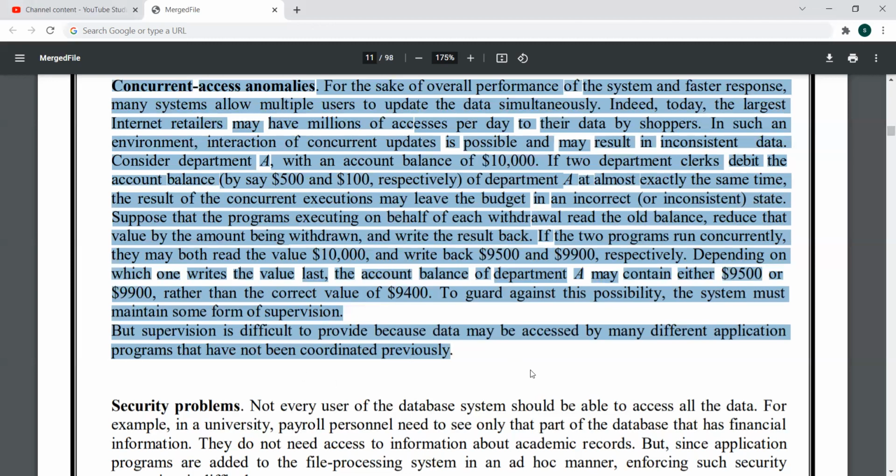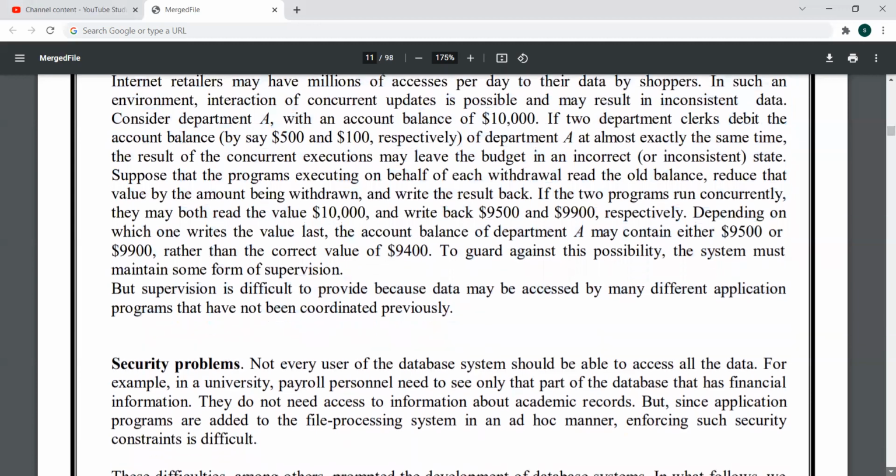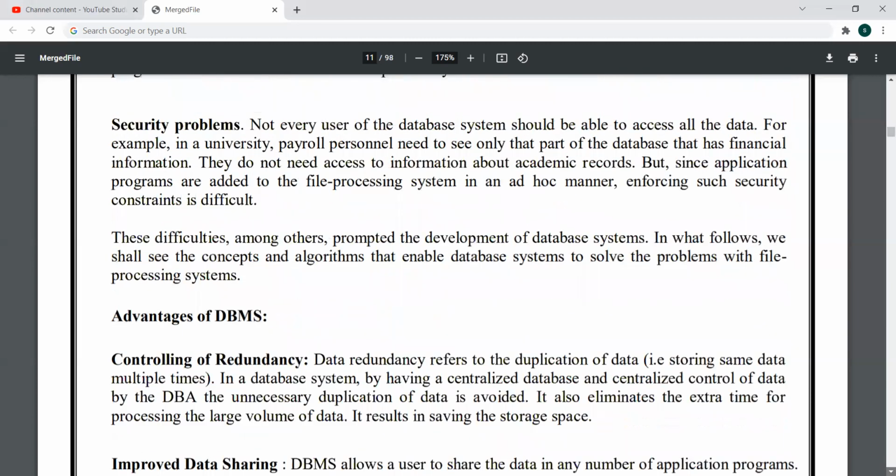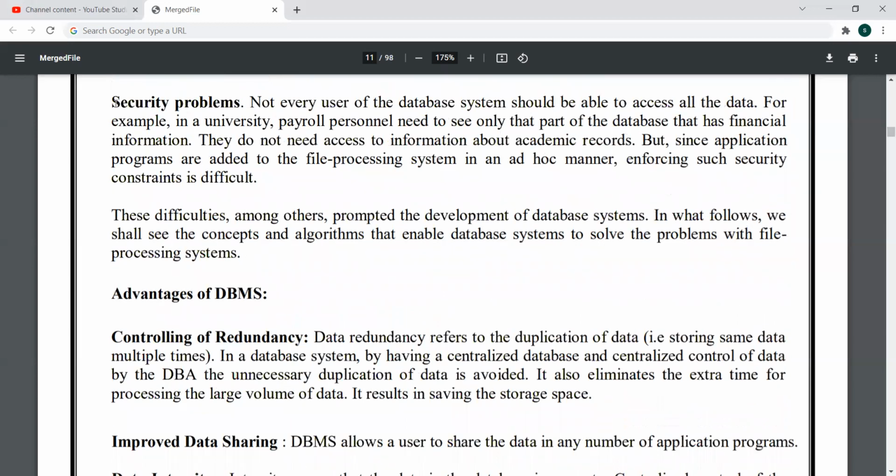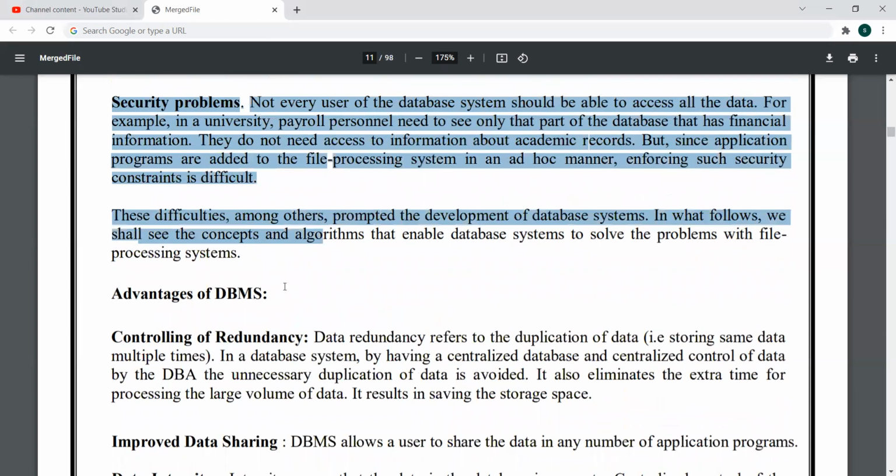Now, the next problem is security problems in the file processing system. Not every user of the database system should be able to access all the data. For example, in a university, payroll personnel need to see only the part of the data that has financial information. They do not need access to information about academic records. But since application programs are added to the file processing system in an ad hoc manner, enforcing such a security constraint is difficult. This difficulty, among others, prompted the development of database systems.